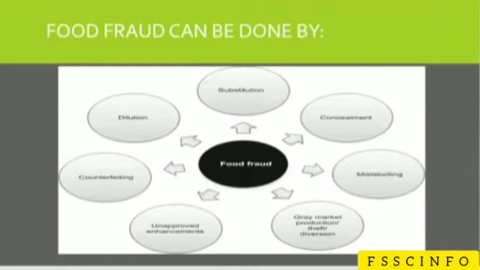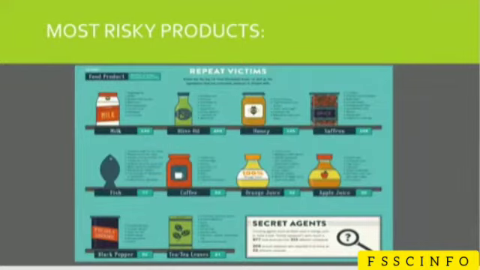So, ladies and gentlemen, these are the different kinds of what we call food fraud. Whether we are hiding, concealing, substituting, you name it. Six, seven types of things are encompassed in food fraud. What are the main items? There are so many main items.